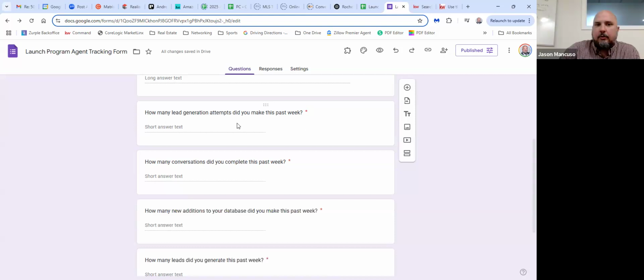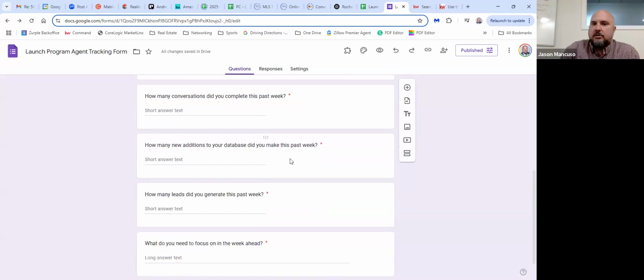But the additional categories are: how many lead generation attempts did you make this past week? How many conversations did you complete? How many new additions to your database did you make? How many leads did you generate? Not necessarily how many appointments and formal consultations you had, but just start building the pipeline by identifying people that could be a lead, or they're telling you they're a lead and hopefully you convert it right then and there. But if not, you're thinking like an effective real estate agent business owner to compile as many potential opportunities for business as possible.